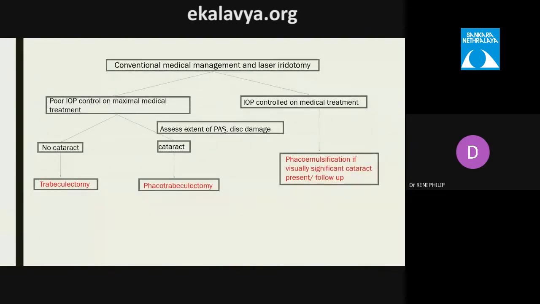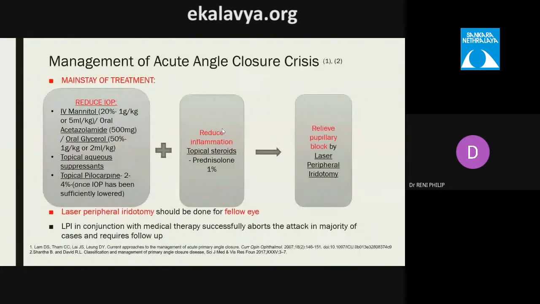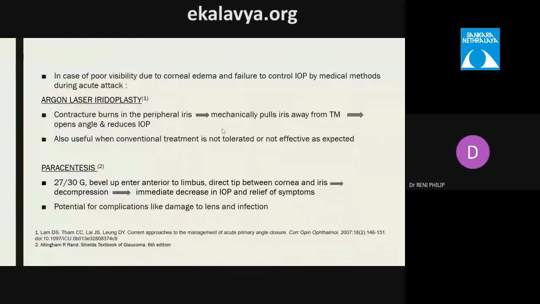Though these methods have been described, more commonly once you give systemic mannitol and aqueous suppressants and then you start pilocarpine, you are able to do a laser peripheral iridotomy. Next slide, please. In cases where you are not able to control the pressure, or in scenarios where this is not possible, that is when you consider these. But as they have their own complications, it's not very commonly done.